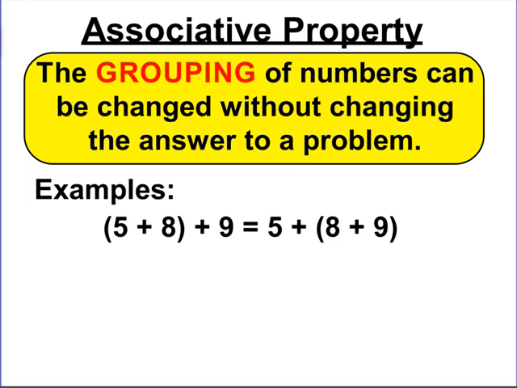If we solve these using PEMDAS, we get 13 for our first step here and 17 for our first step here. And if you add 9 plus 13, and if you add 5 plus 17, you're going to get 22 on both sides.